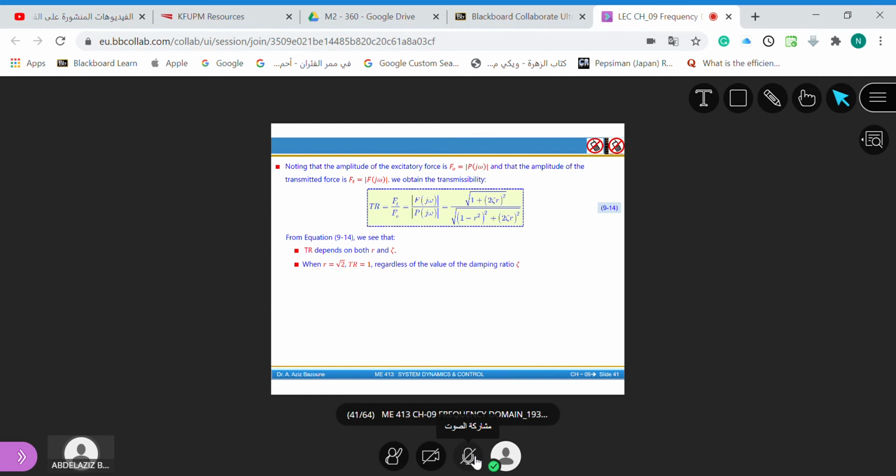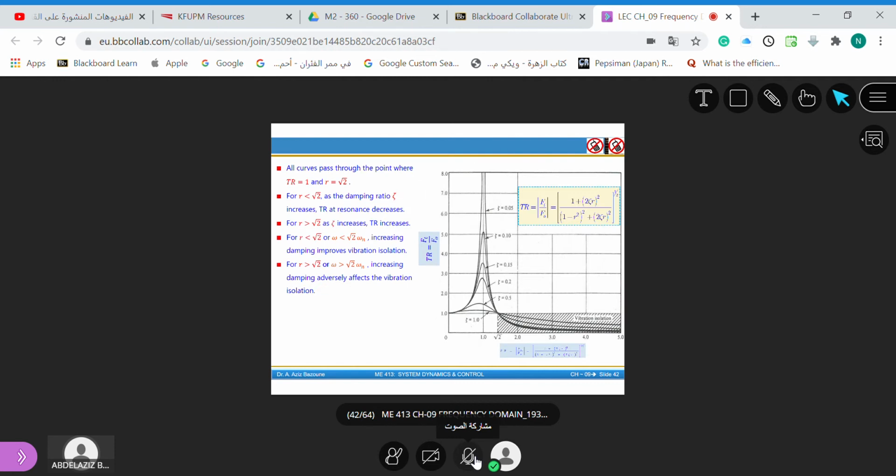If we see the plot here, this is what we will see. This is the amplitude ratio. Here you will see that for any value of zeta, all the curves pass through this point. We have the amplitude ratio TR equal to 1 when R is equal to square root of 2. I am talking about this point here. For any value of zeta, we have R equal to square root of 2 and the amplitude TR equal to 1.